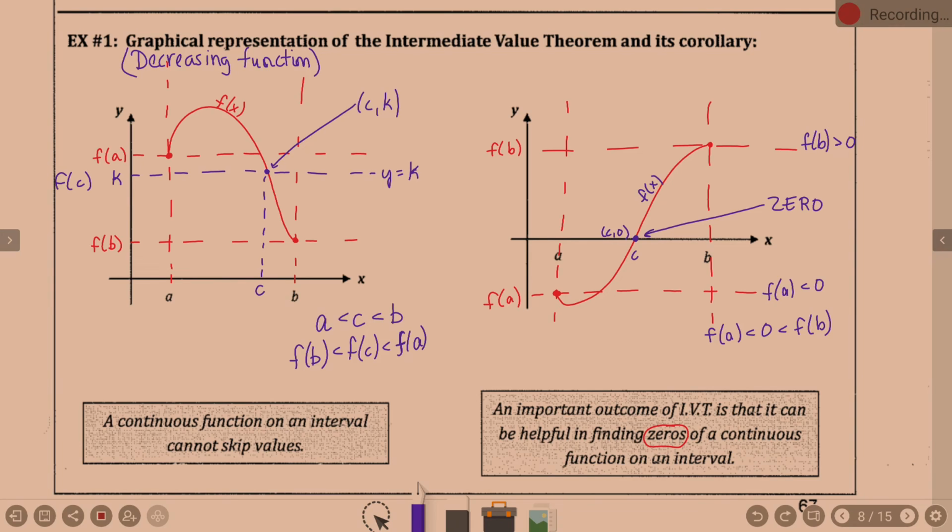So an important outcome of IVT is that it can be helpful in finding zeros of a continuous function on an interval, as long as one of my y values is negative and the other y value is positive.